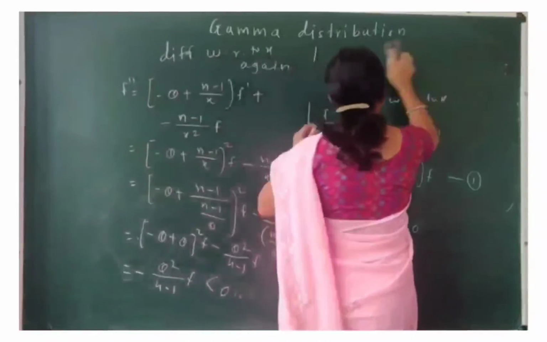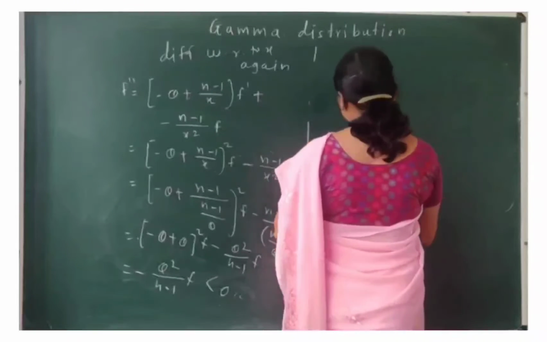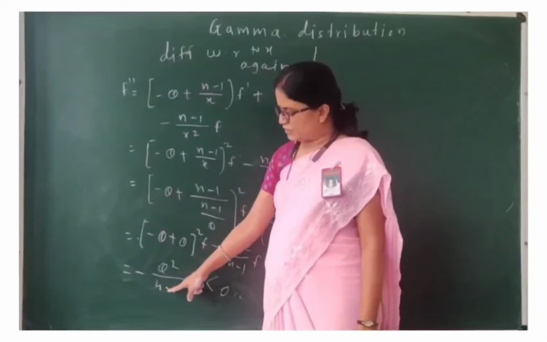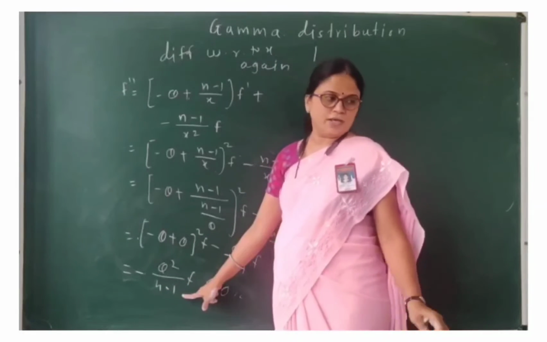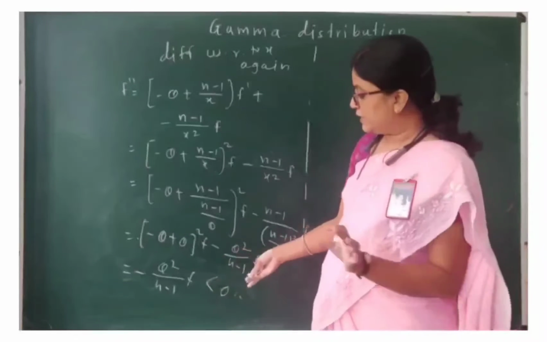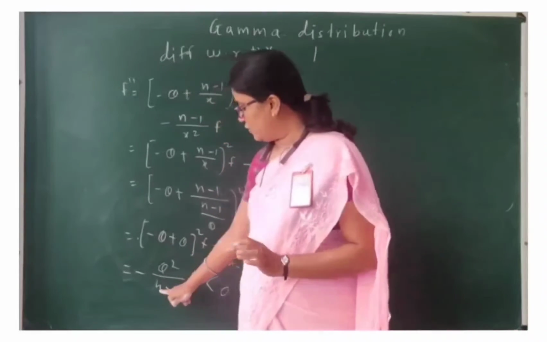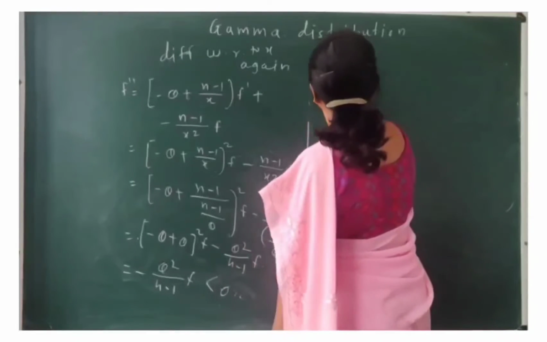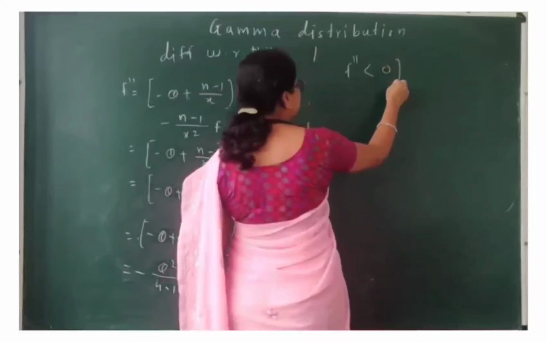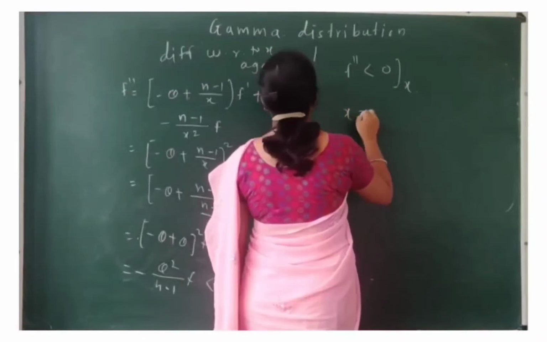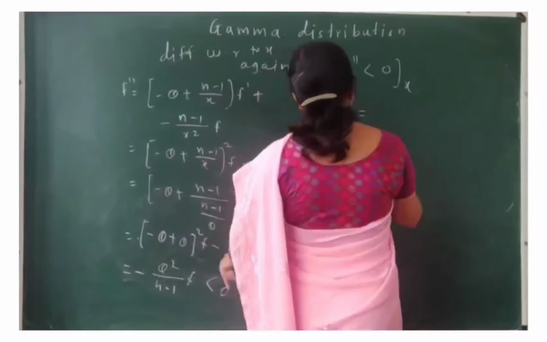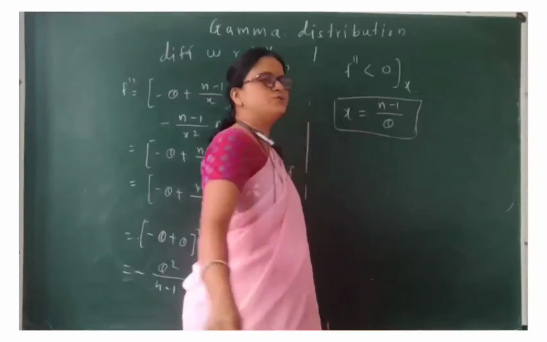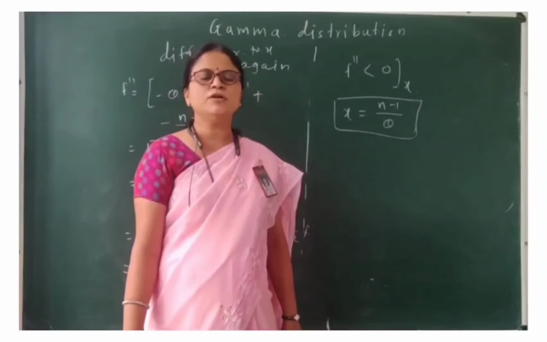Since if n is greater than 0, if n is 1, then it gives me 1 minus 1, that is 0. And if I put the value of n greater than 0, then this gives me a negative sign, and hence f double dash is less than 0 for the value of x. The value of x over here is (n minus 1) upon theta, and hence the mode of the gamma distribution is (n minus 1) upon theta.